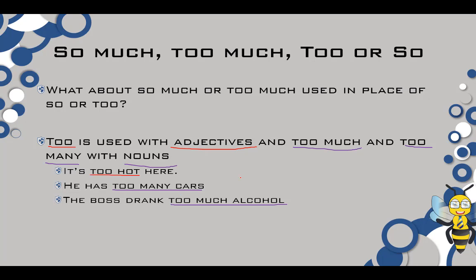Every time you use too, just the word too, it is always going to be followed by an adjective. If you use too many or too much, it's because you're talking about a noun. That's as simple as it is. Remember, if we're talking about many, we're talking about countable nouns, so we need a noun here. If we're talking about much, we're talking about an uncountable noun, and obviously we need a noun here. Okay? Question here?